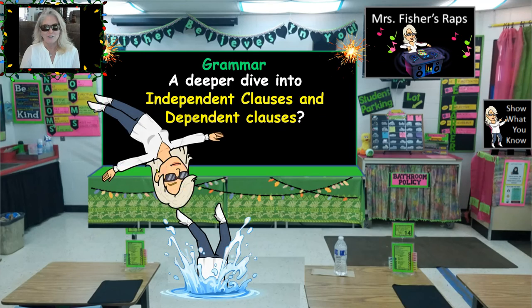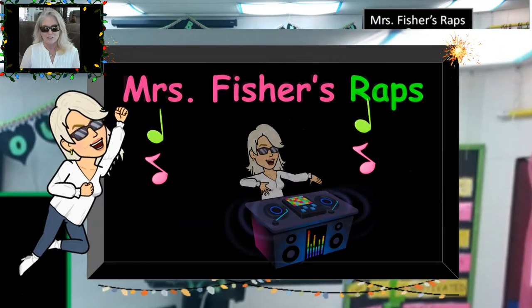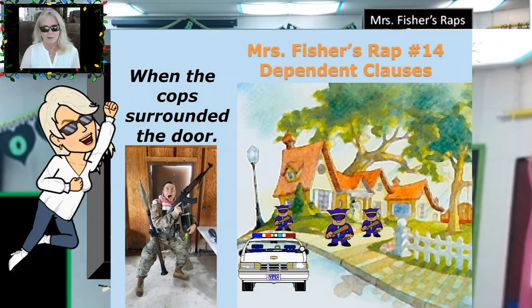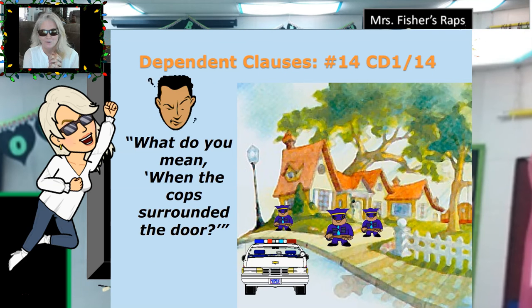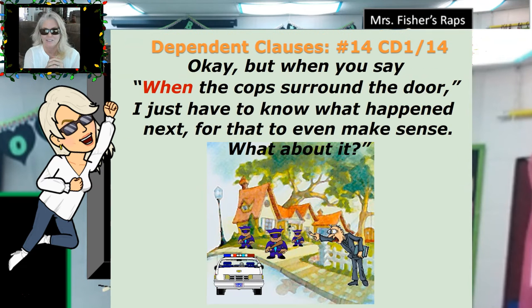So here's a deeper dive into independent and dependent clauses that we learned in our last grammar concept. This is just a refresh so you remember what we said about grammar. Dependent clauses. Oh yeah, DC. When the cops surrounded the door. What do you mean when the cops surrounded the door? That's not even a complete sentence. I mean, if you had said the cops surrounded the door, then maybe that would make sense. Okay, but when you say when the cops surrounded the door, I just have to know what happened next for that to even make sense. What about it?